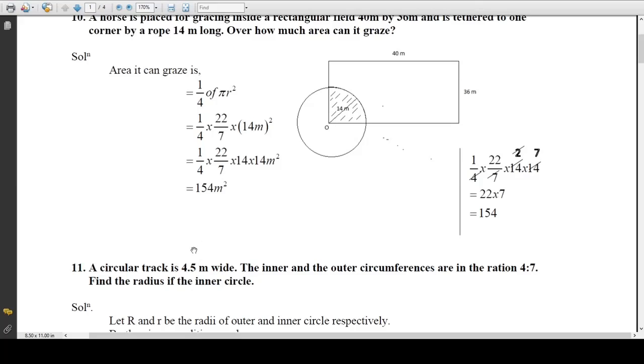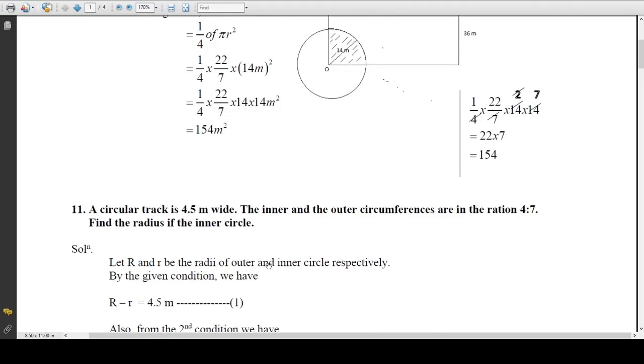Next we come to problem number 11. A circular track is 4.5 meter wide, and the inner and outer circumference are in ratio 4:7. Find out the radius of this inner circle.